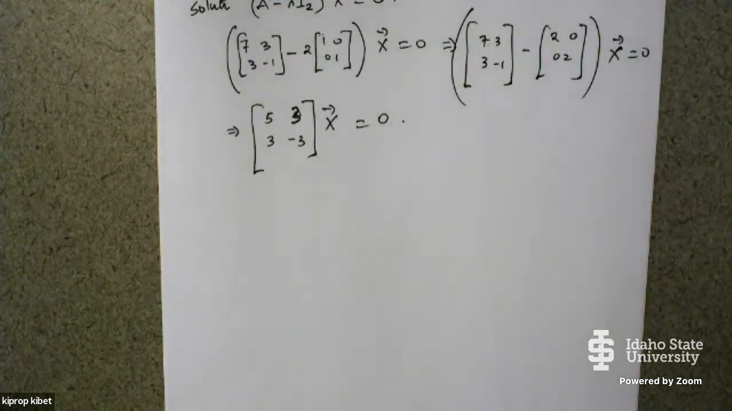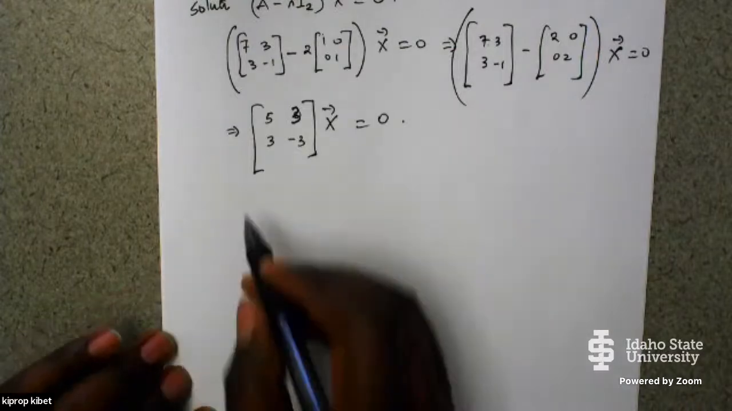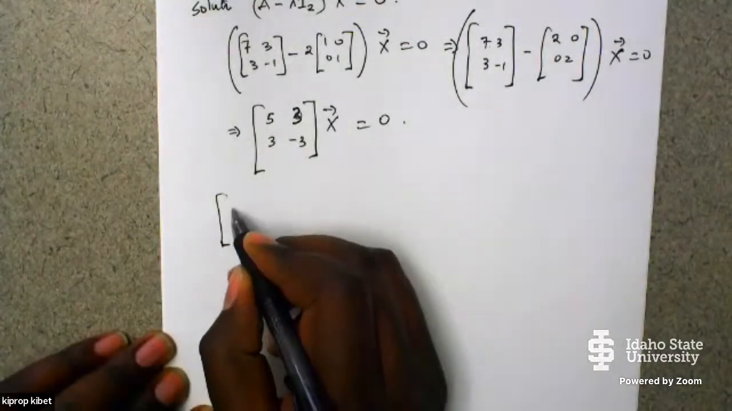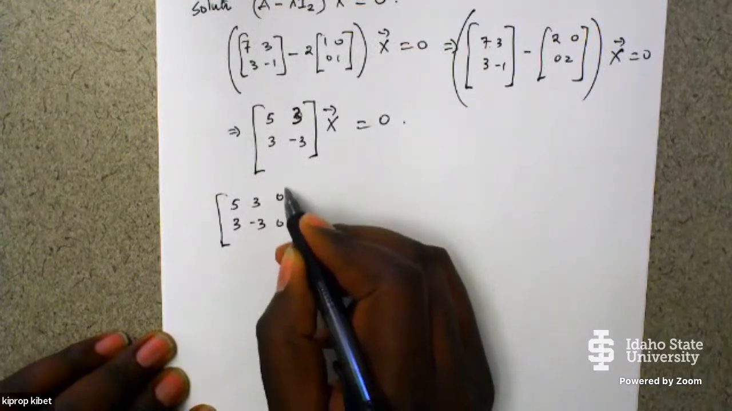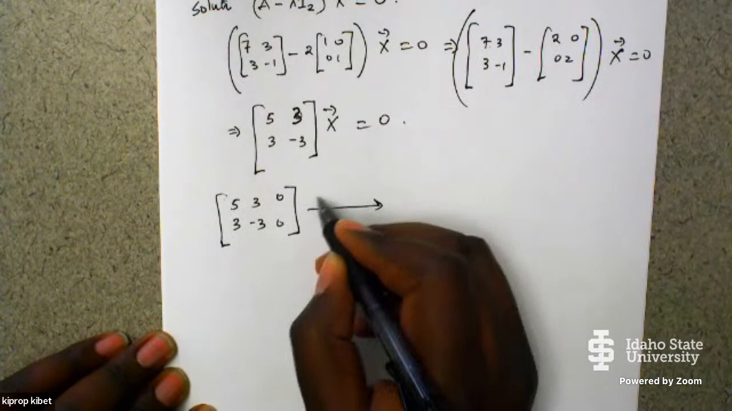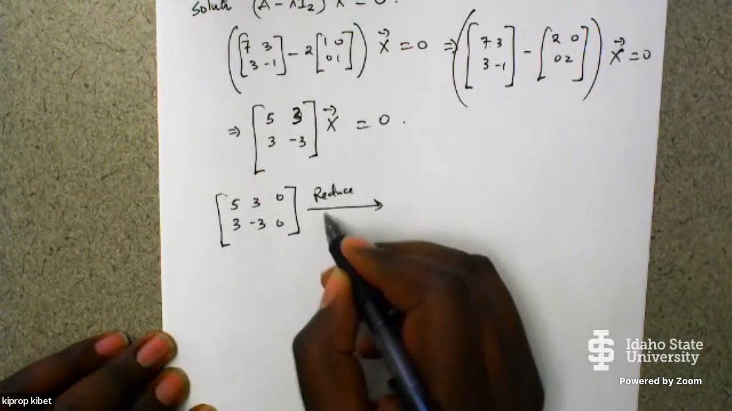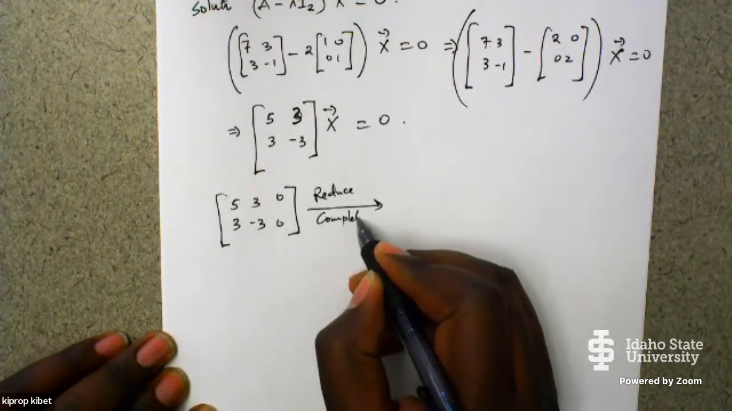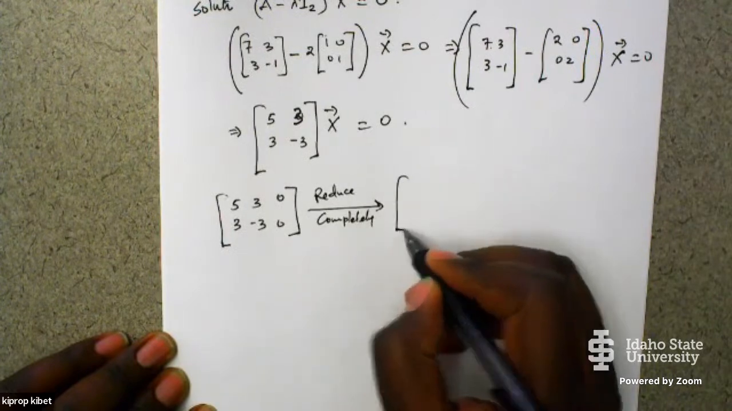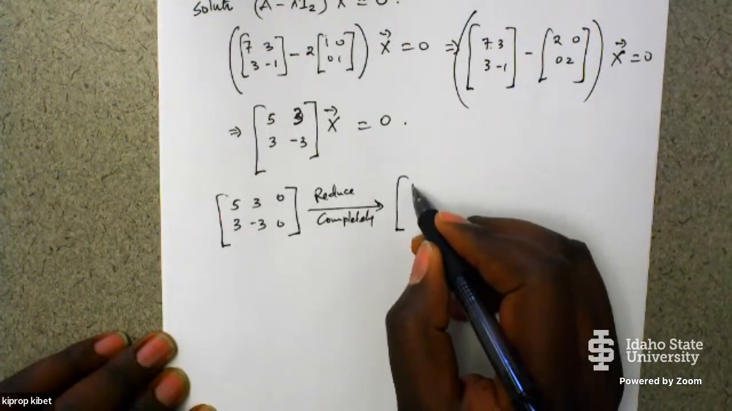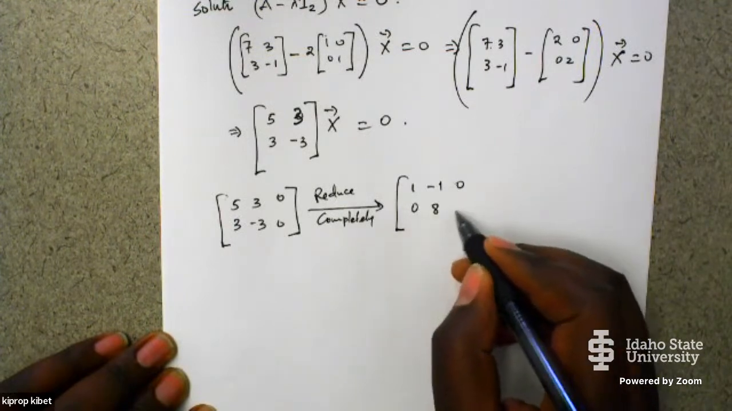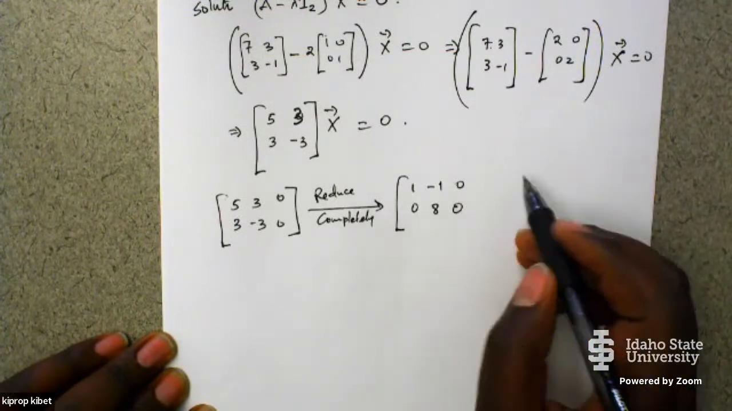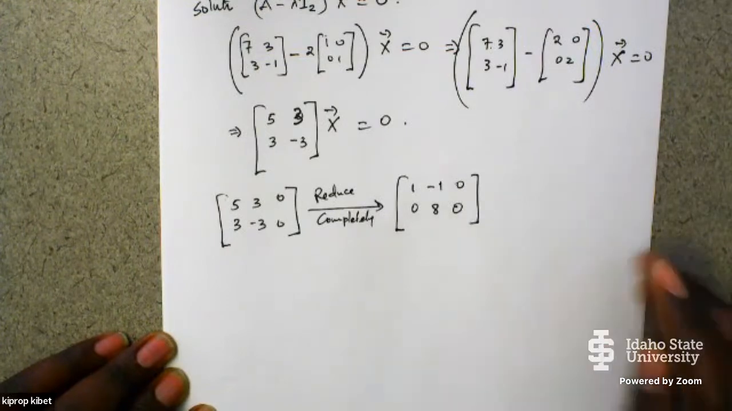So therefore, we now put this one in augmented matrix form, which is 5, 3, 3, minus 3, 0, 0. And then we reduce completely. What we get is 1, minus 1, 0, 0, 8, and 0.